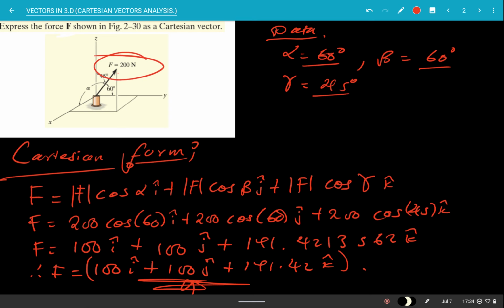Remember, every time they ask you to convert or express a given vector into a Cartesian vector, the first thing you're supposed to do is to find all the directional angles that are needed to find that particular expression. Then after you find all the coordinate directional angles, simply use this formula here, plug in what you have, and then compute, and you will have your given vector as a Cartesian vector.